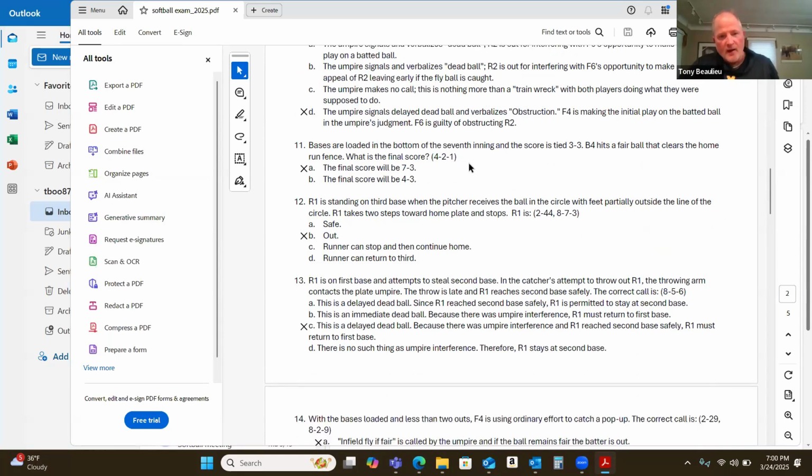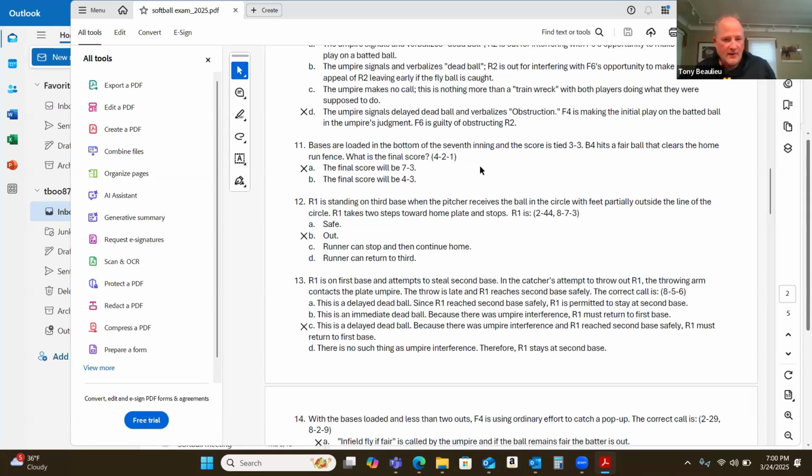If you guys have questions about that or you want to circle back, let me know. But obstruction is always on the defense and you don't penalize the offense. Does that make sense to everybody? Interference is on offense, and that's a dead ball and you get outs and people go back, right?